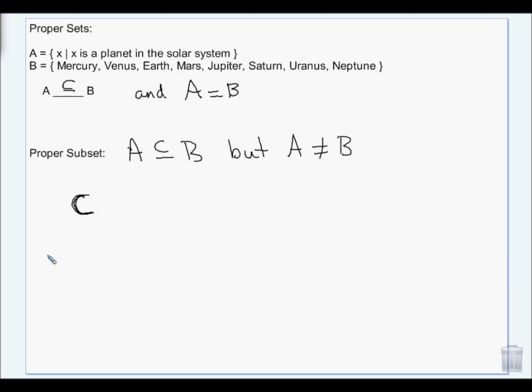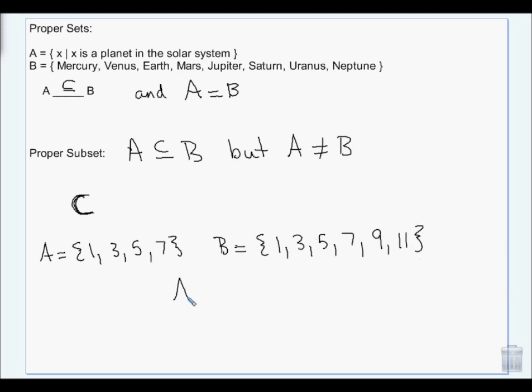Okay, so when we had that last page where you had 1, 3, 5, and 7, and then B was 1, 3, 5, 7, 9, and 11. In this instance, A is a proper subset of B because A is a subset, but they're not equal, right? Because B also has 9 and 11. So this is a symbol for proper subset.